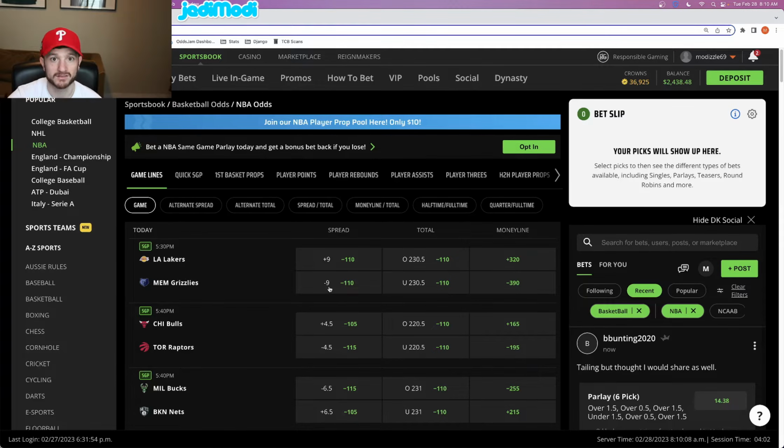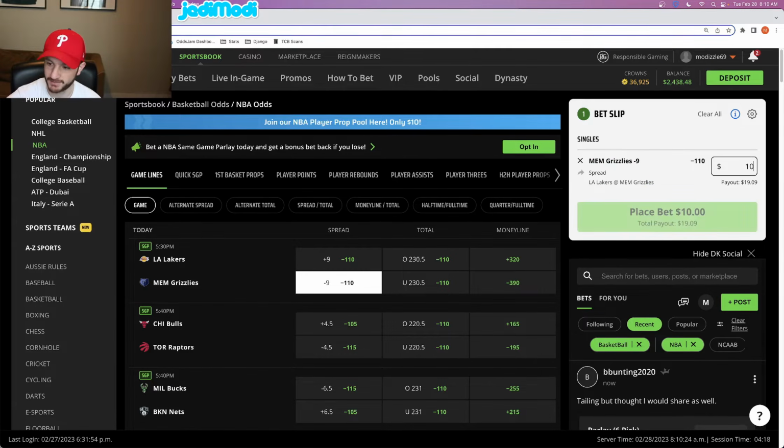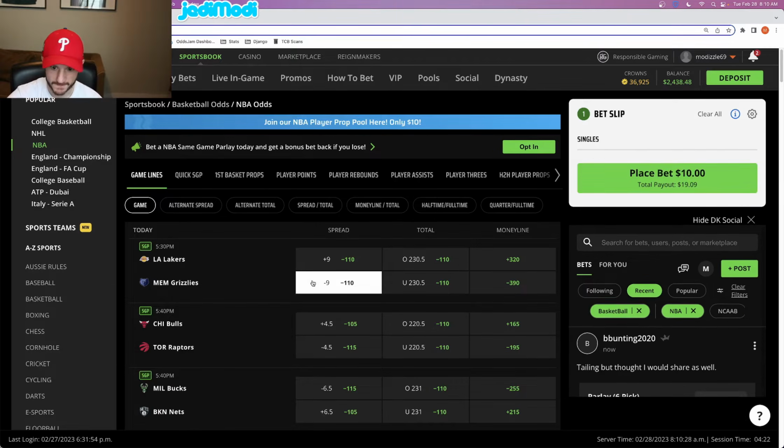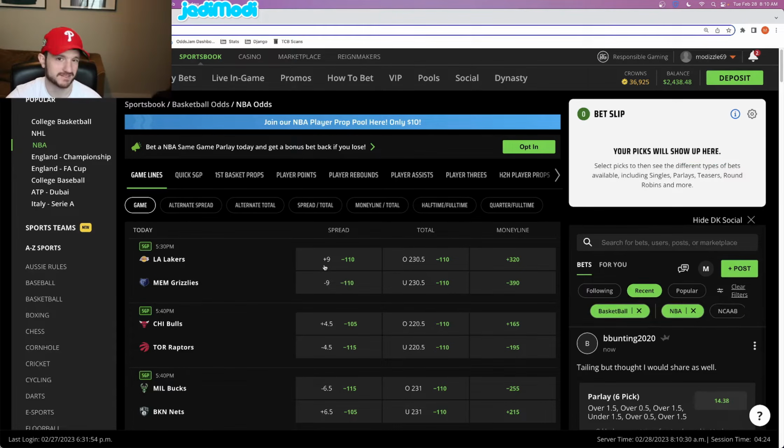bet on the Grizzlies. Now, in this case, because there's no half point, like you see a lot of halves, if the Grizzlies win by exactly 9, that would be considered a push, and you would just get your bet refunded. So if the Grizzlies win by exactly 9 and I bet $10 on it, I would get that $10 refunded into my account. For the underdog, it's the same but opposite.